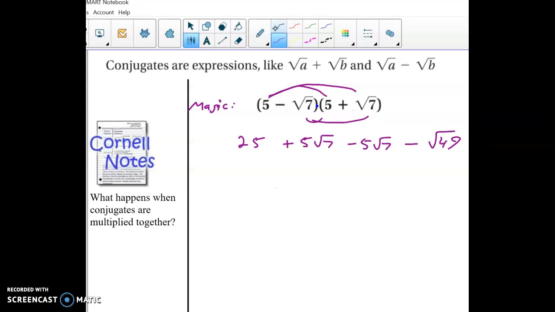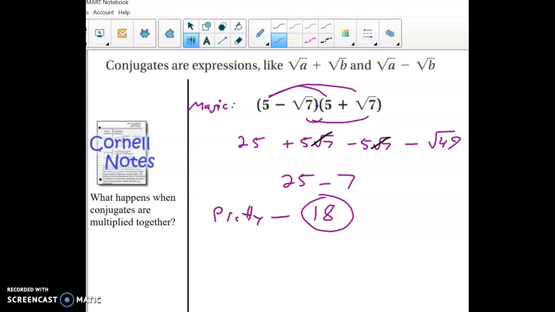Okay, so here's the magical part. With conjugates, these two middle terms, because one is plus, one's a minus, they cancel out. So plus 5 radical 7 and minus 5 radical 7 cancel out. So we just have 25, and then radical 49 is just 7. So we have 25 minus 7, which is 18. Right? And so that's what's kind of magical, is it cleans up really pretty.